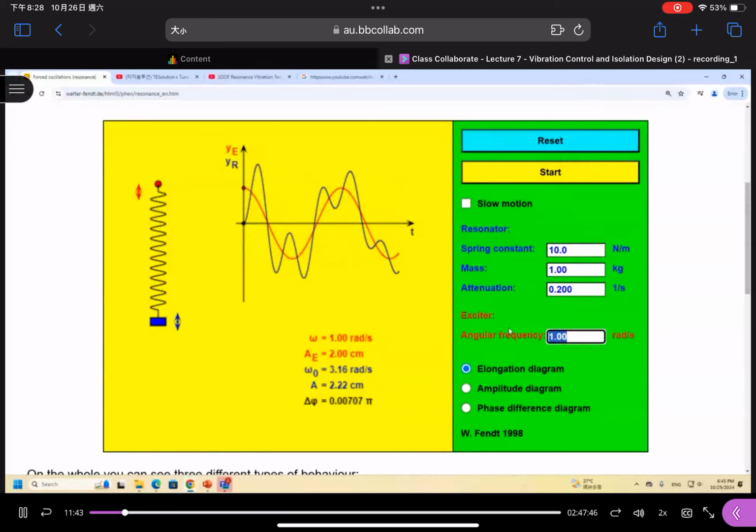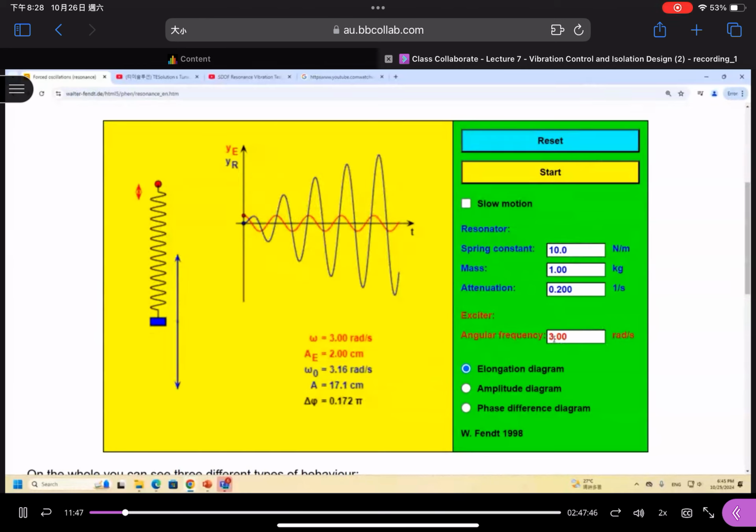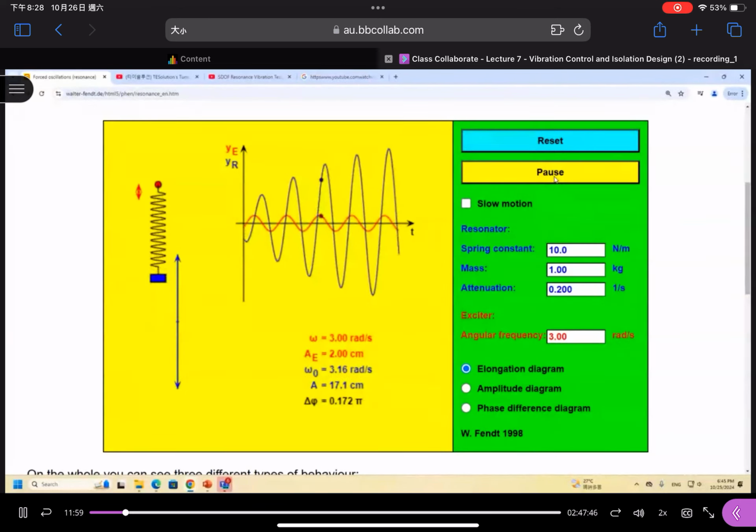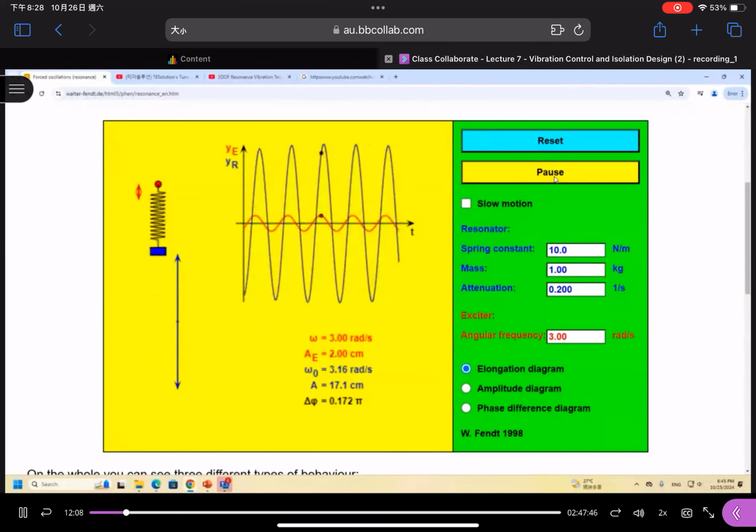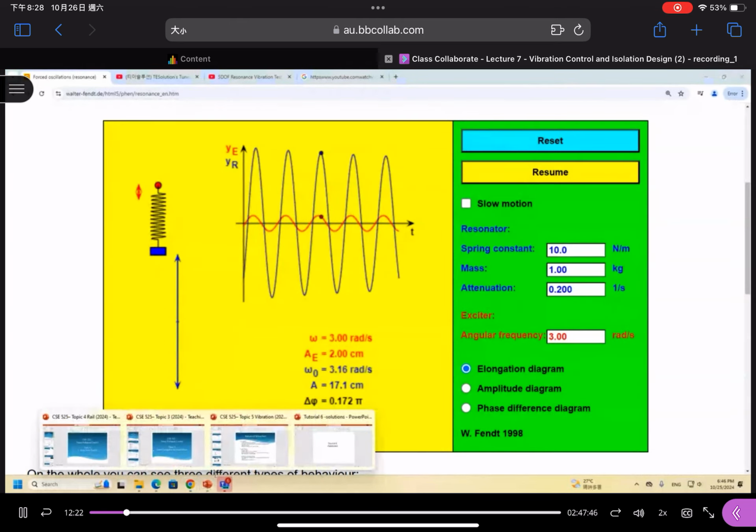If I change it to 3, okay, the external frequency is 3 radians per second. It is very close to the natural frequency here. You can see that the blue line shows resonance. Like this one. This is not the effect we want to achieve, because it amplifies the vibration effect, and it could also increase the noise. Okay, now let's go back to this one.